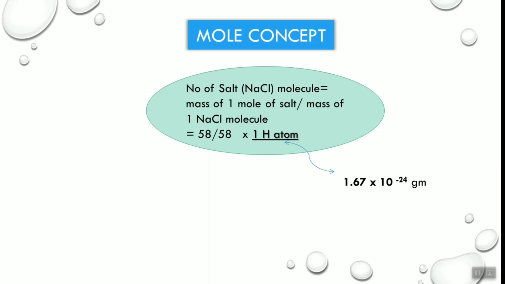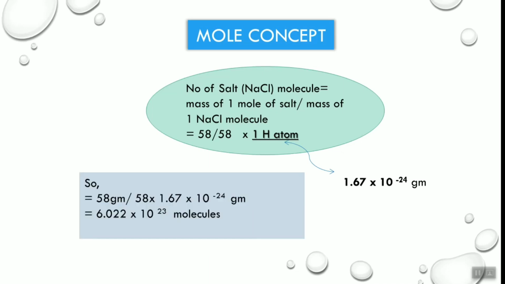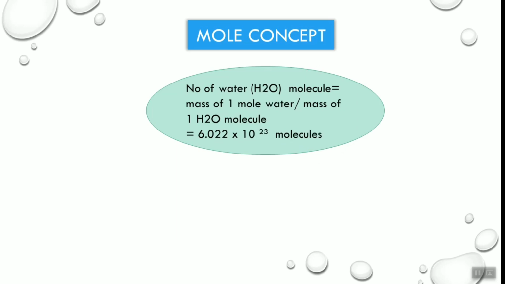If we put this value, the calculation will be 58 gram upon 58 into 1.67 into 10 to the power minus 24 gram. So it will be equal to 6.022 into 10 to the power 23 molecules. See the next example of water molecules. The number of water molecules can be calculated by the mass of 1 mole of water divided by the mass of one water molecule, and it will also be equal to 6.022 into 10 to the power 23 molecules.